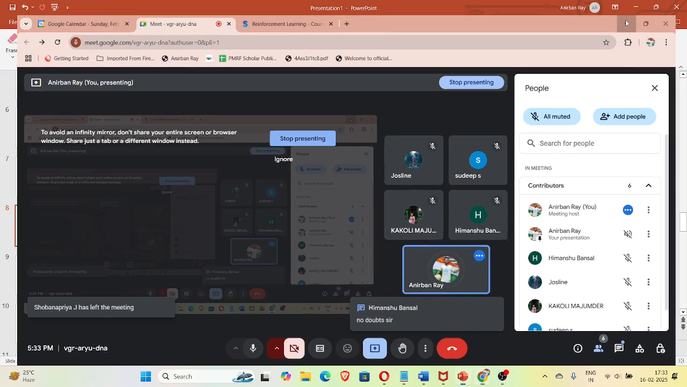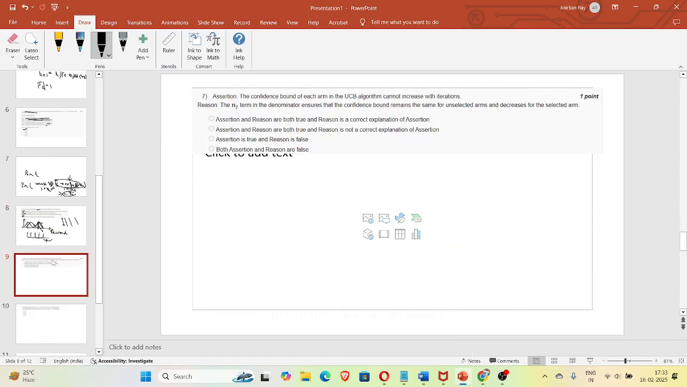No doubts. Okay, so let's proceed further. The confidence bound of each arm in the UCB algorithm cannot increase with iteration. So this question we actually have covered, similar to this one. So the UCB algorithm is this one.